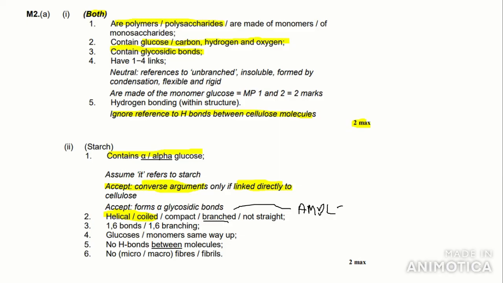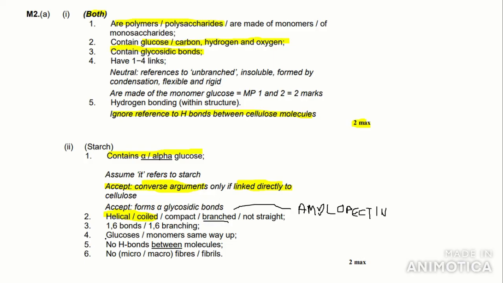Amylopectin. I apologise for my terrible writing on here. I'm not used to writing on a computer. And something else to point out is that the helical form is called amylose. And then starch contains 1 to 6 bonds as well.